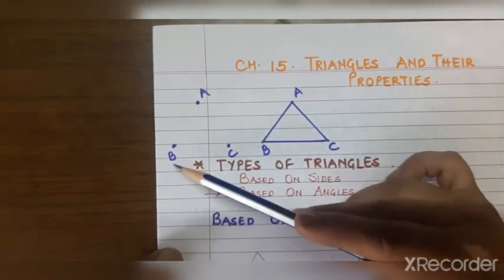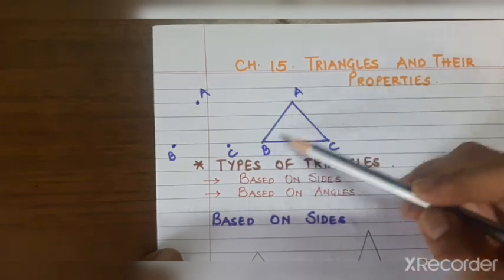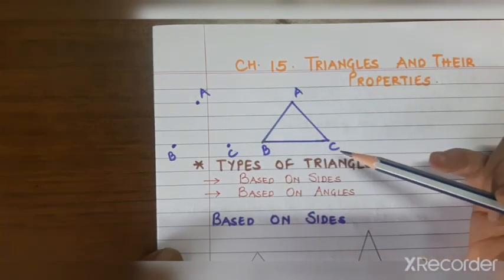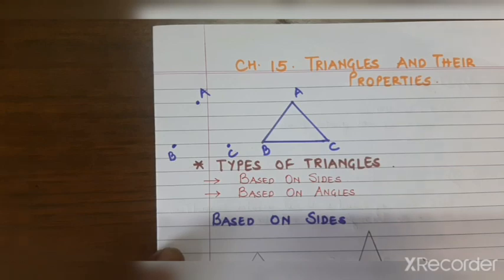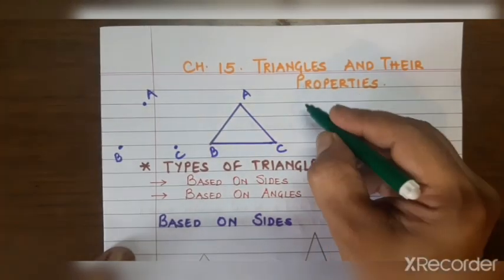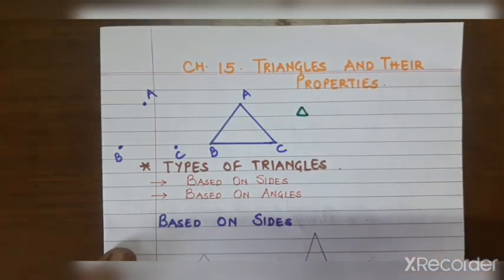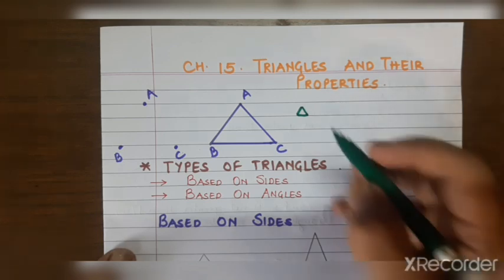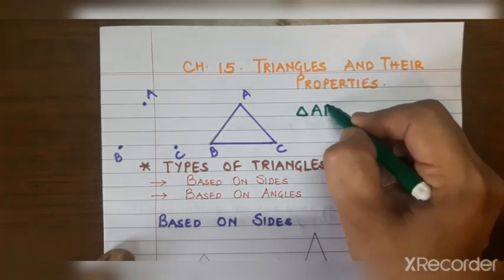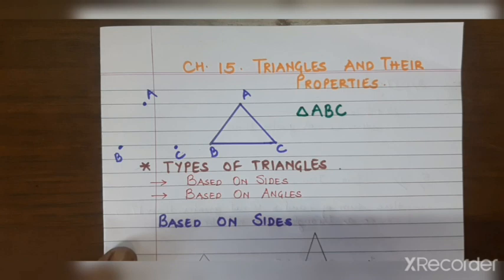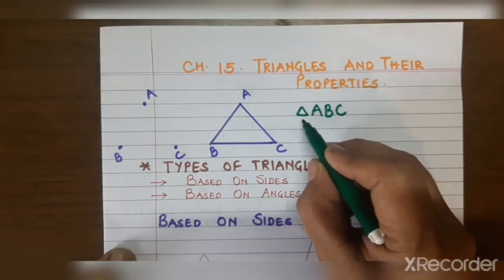Now, when we join these 3 non-collinear points with the help of line segments, it forms a triangle. So, here it is triangle ABC, and we write the triangle with the symbol of a very small tiny triangle. And how do we name this? Triangle ABC. Now, this is not the only way to write the name of the triangle. Triangle can be named in different ways, but the symbol remains the same.